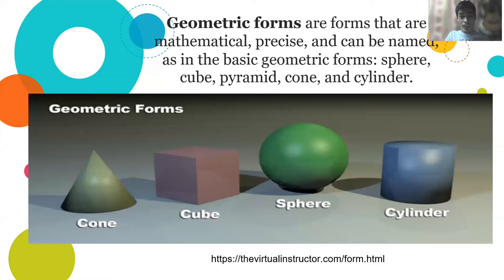So these are the geometric forms na makikita natin at malalaman natin usually sa mathematics. Nasusukat siya, no? Kaya siya tinawag na they are mathematical. Ayan. I hope na nalilinawan na nakikita niyo yung difference ng geometric shape sa geometric forms na pinag-uusapan natin ngayon.